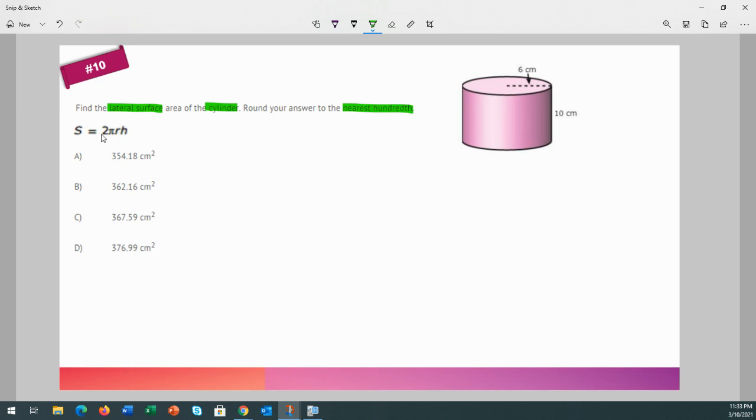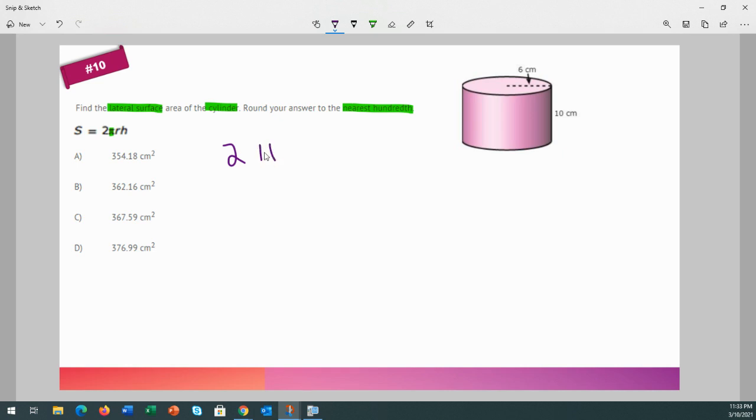So once again, we're dealing with pi. Our answer choices do not have the pi symbol in them. So we'll have to decide yet again, are we going to use 3.14 and just get as close as we can? Or are we going to use our graphing calculator to use the full value of pi? Either way, you will find the right answer, I promise you. All right, let's write it out.